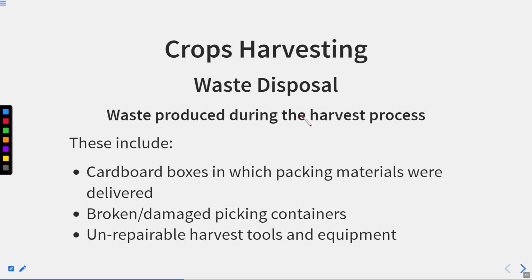Now, cardboard boxes in which packing materials were delivered, broken or damaged picking containers, and unrepairable harvest tools and equipment. These are some of the waste produced at the time of harvesting.